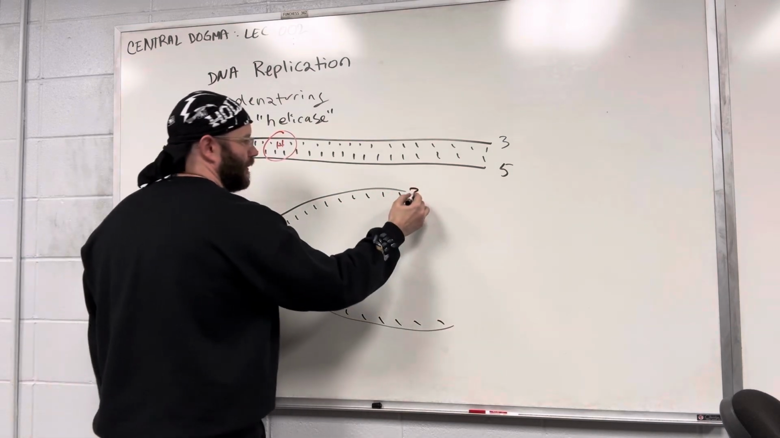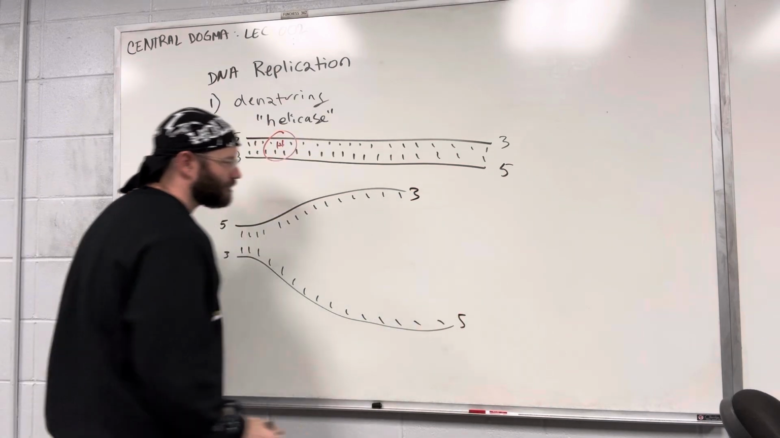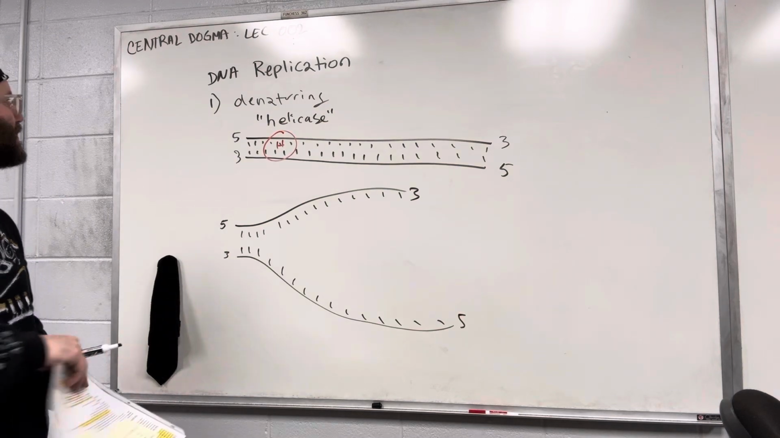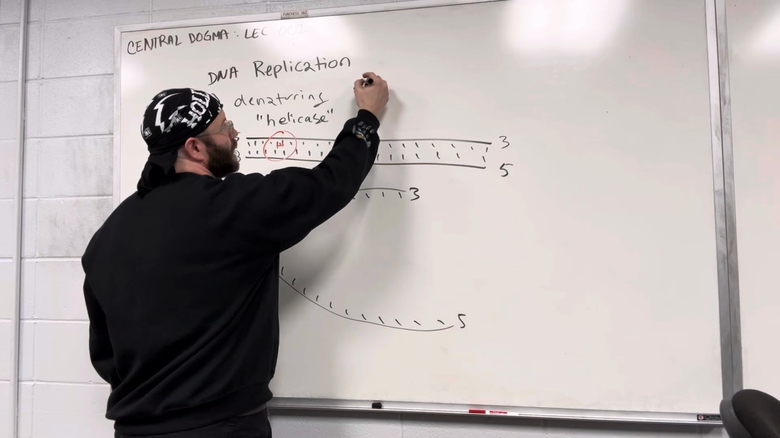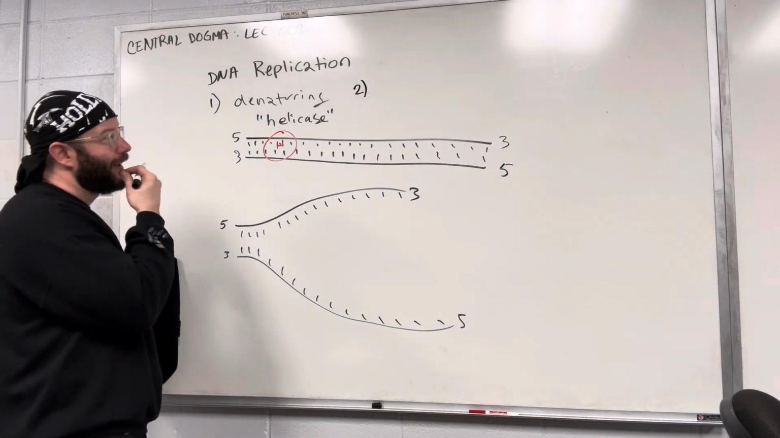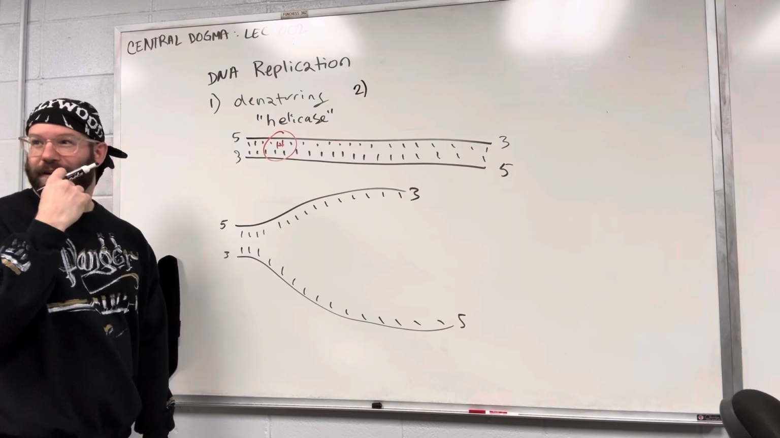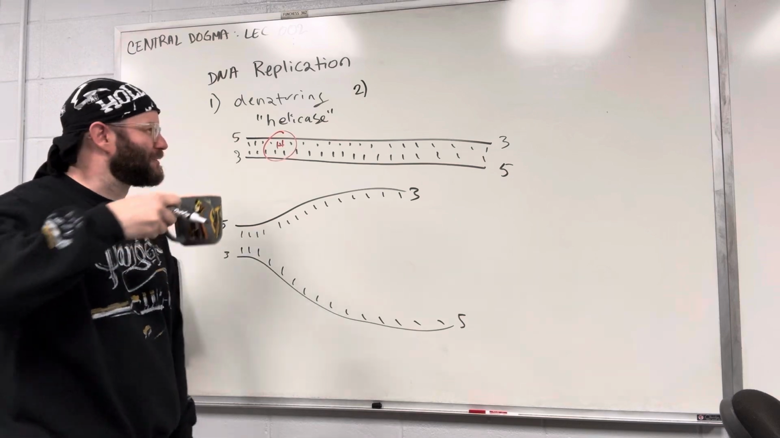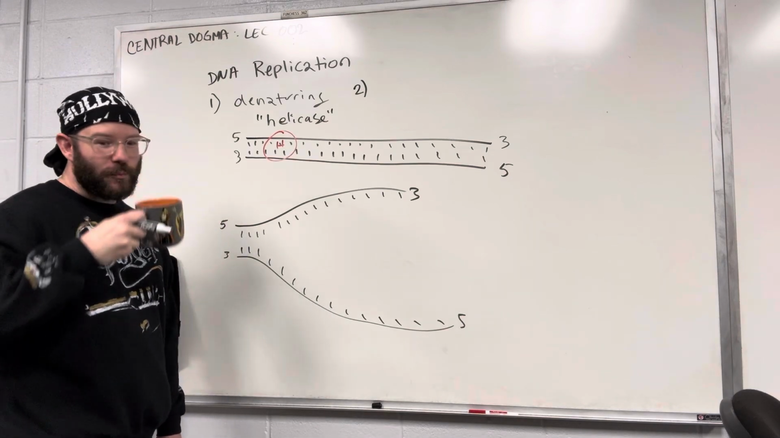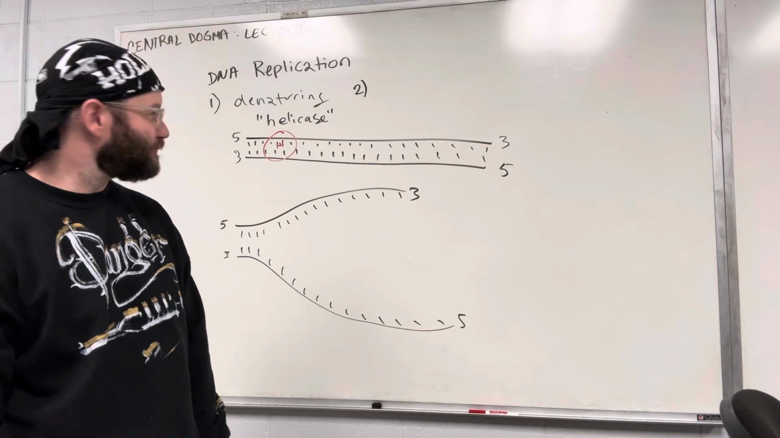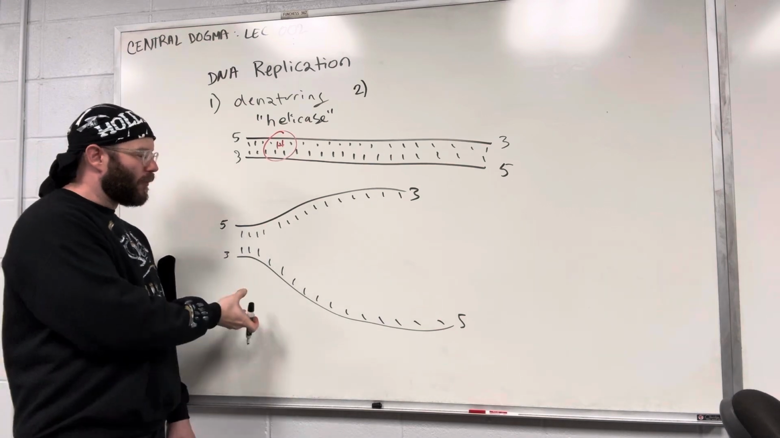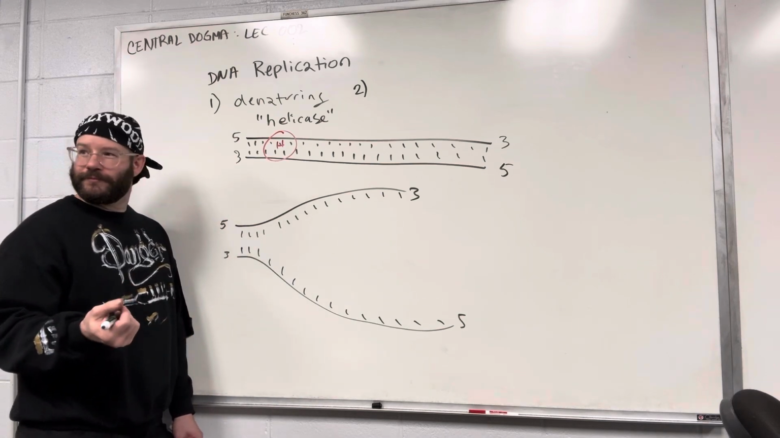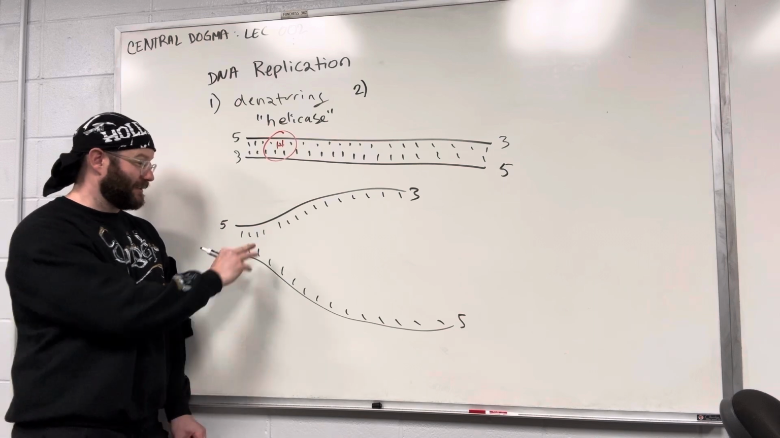Okay. So now we have this after helicase. What's the next step of replication? Not elongation, not yet. I think you were about to say it right. What do you think should happen? Something's going to recognize it.